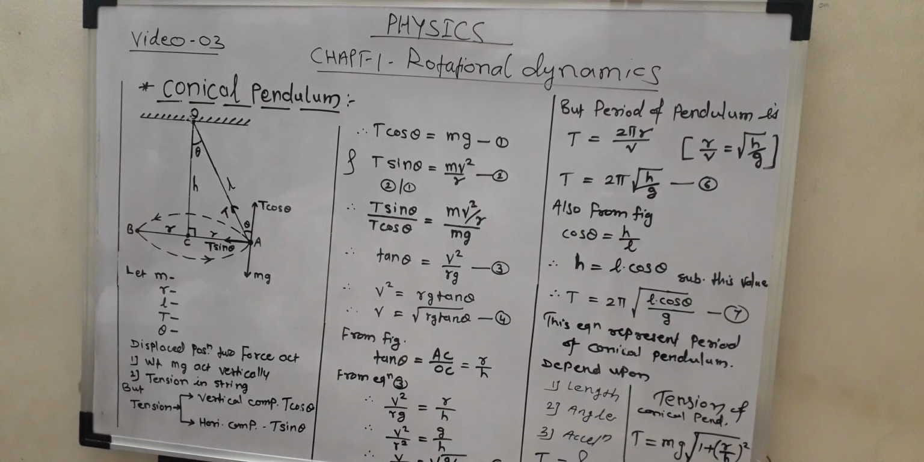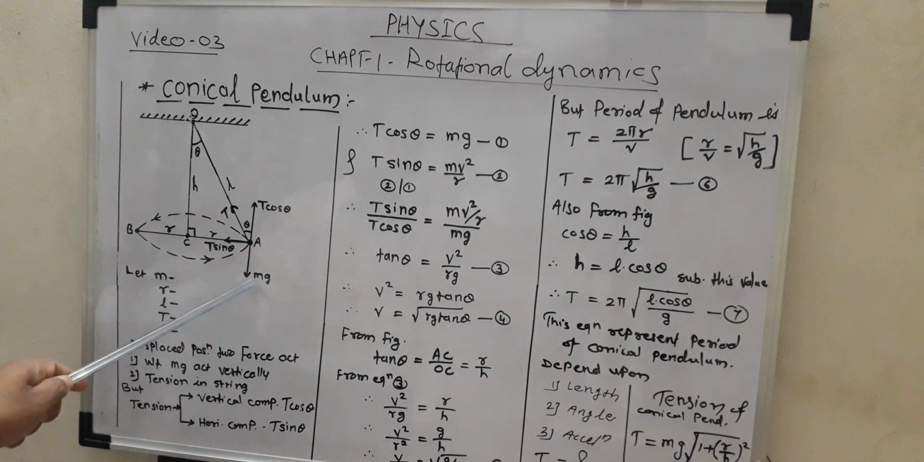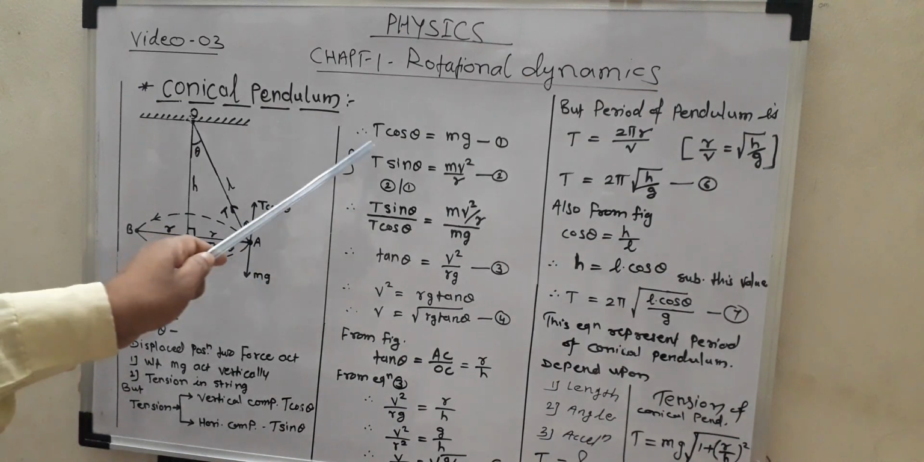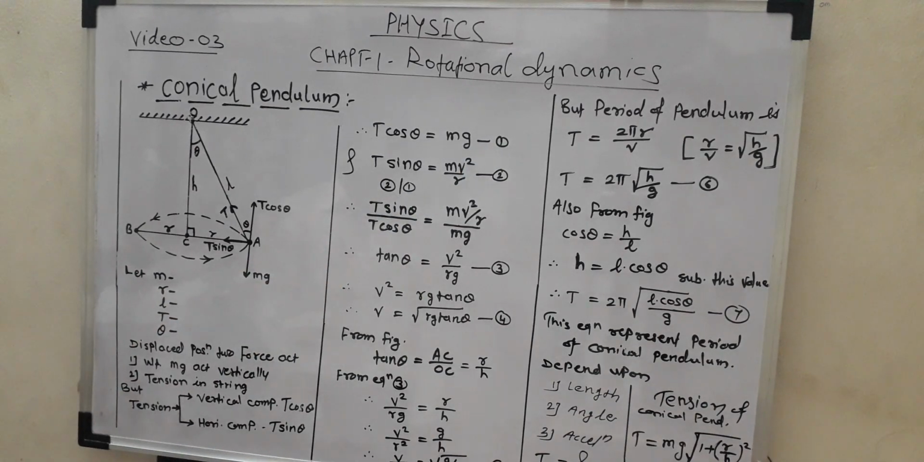This vertical component T cos theta is balanced by the weight mg, which acts vertically downward. So we can write T cos theta is equal to mg. This is equation number 1.